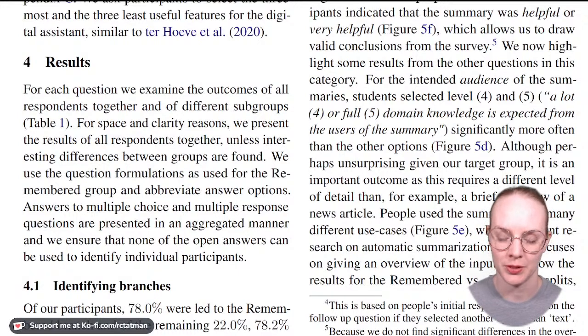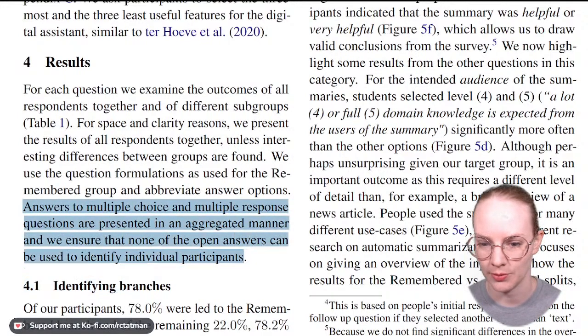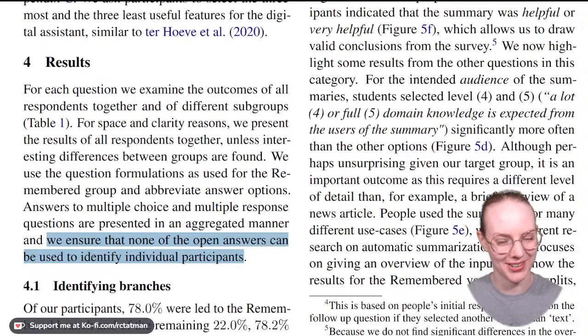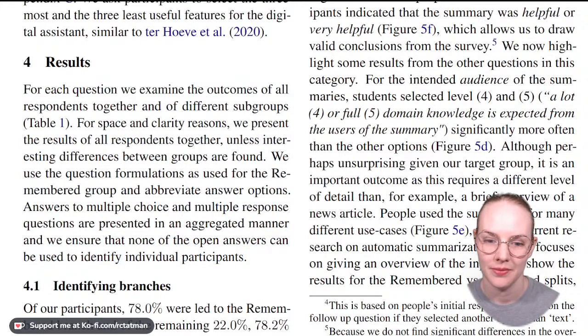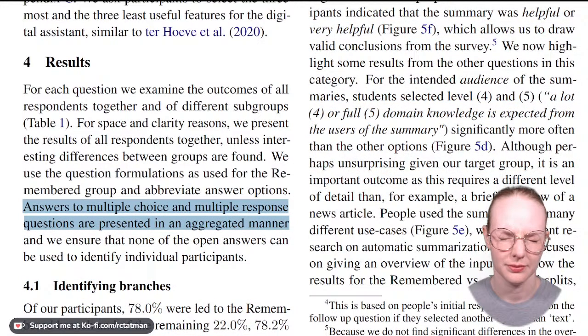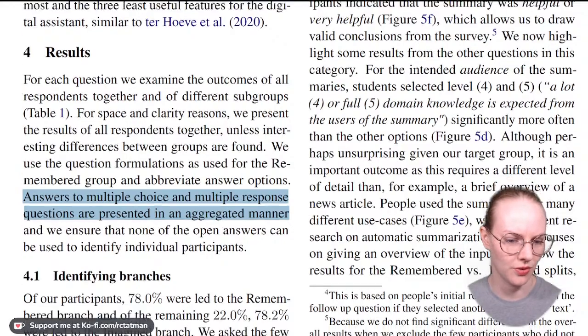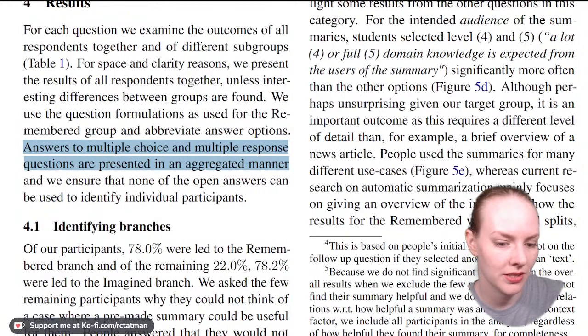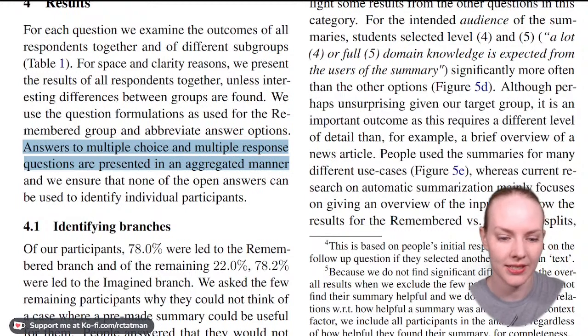Answers to multiple questions and multiple response questions are presented in an aggregated manner, and we ensure that none of the open answers can be used to identify individual participants. All right, so looks like they're doing some sort of, I'm guessing that they probably just read through these and made sure that they weren't de-identifiable. And it sounds like they're probably doing some sort of K-anonymization is the word I was looking for. There's a bunch of different anonymization guarantees that you can give given a specific data set, and it sounds like they are making one of those guarantees but not going into it significantly.